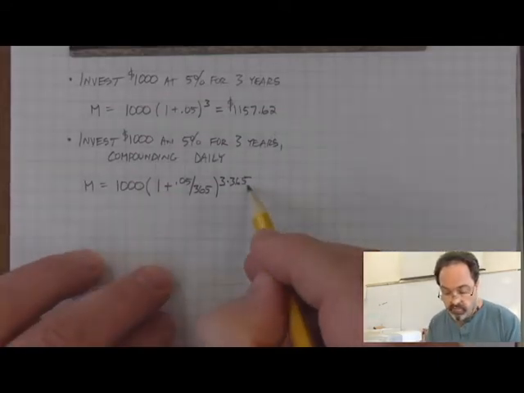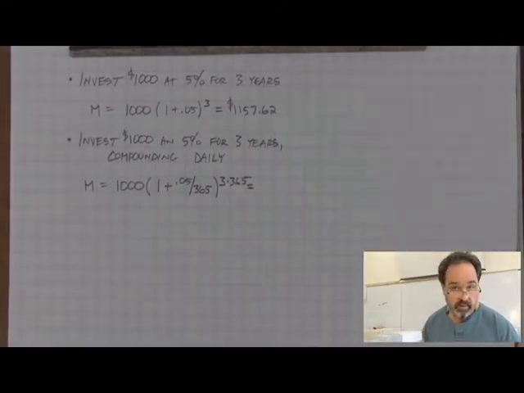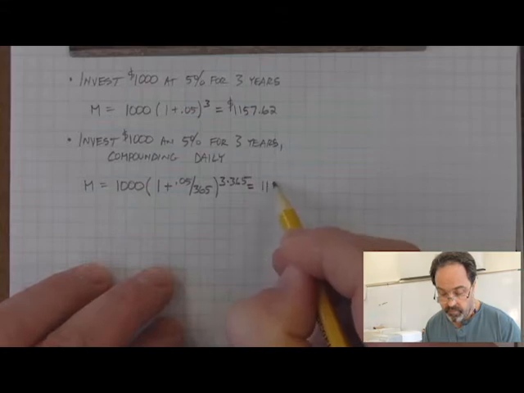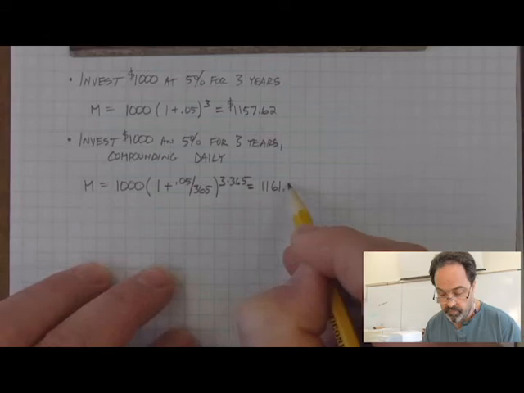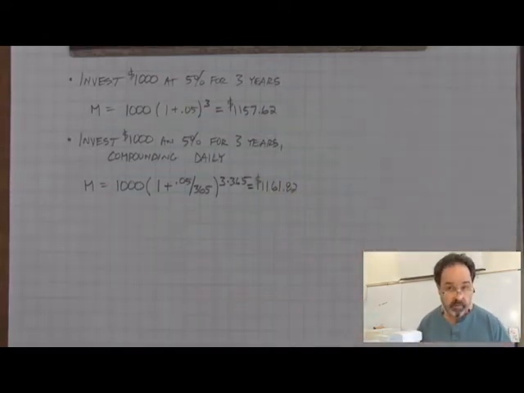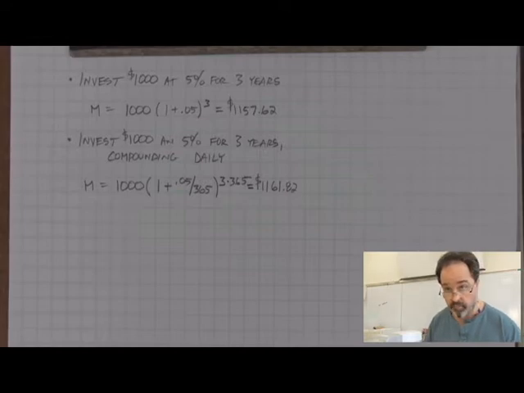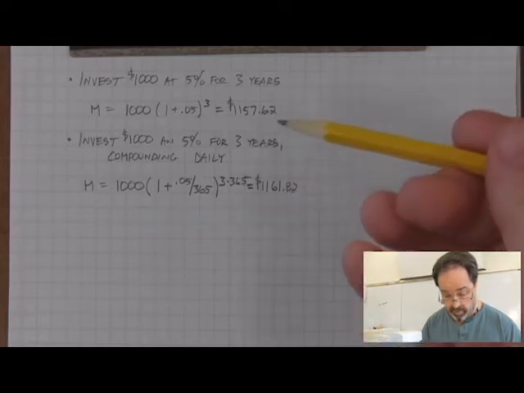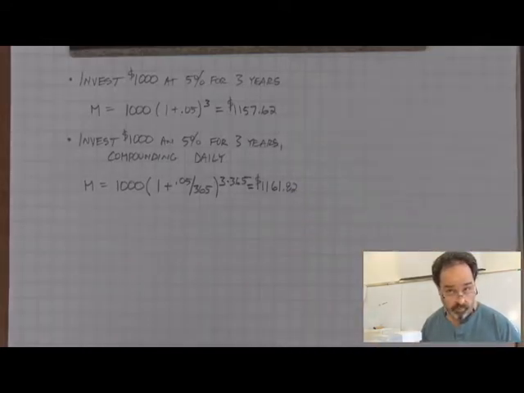And this changes how much money we have at the end of 3 years. A calculator can help us and show us that in this context, we'll have $1,161.82. So it pays, literally, to compound more often. We only get approximately $4 more by compounding once per day rather than once per year.